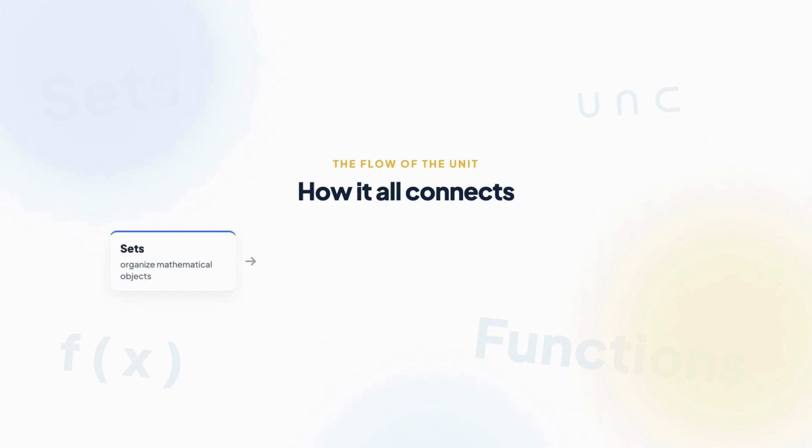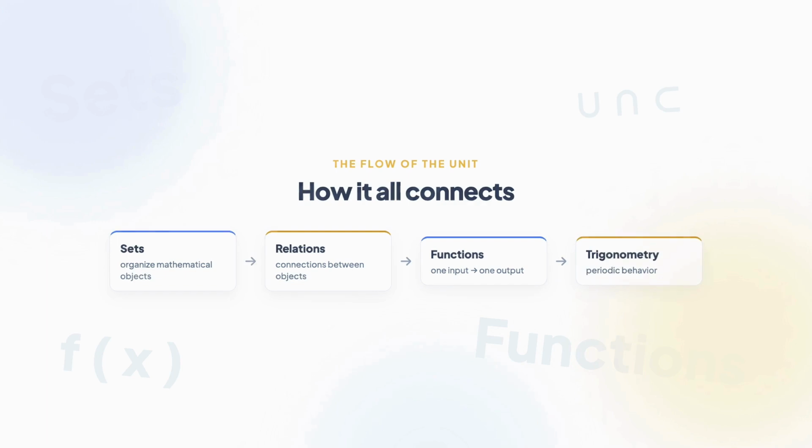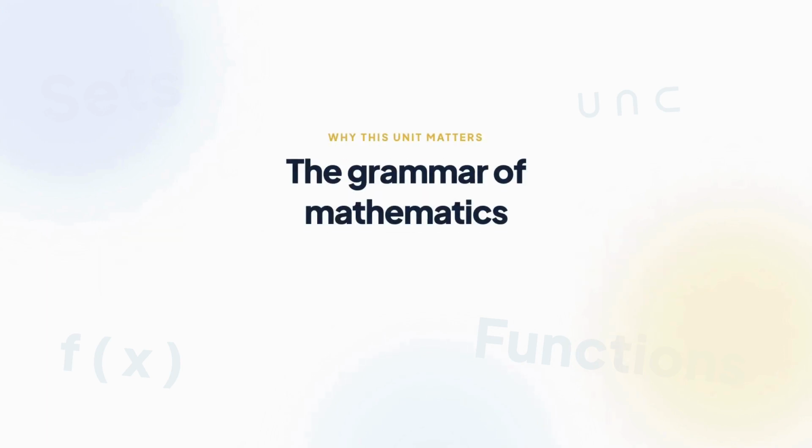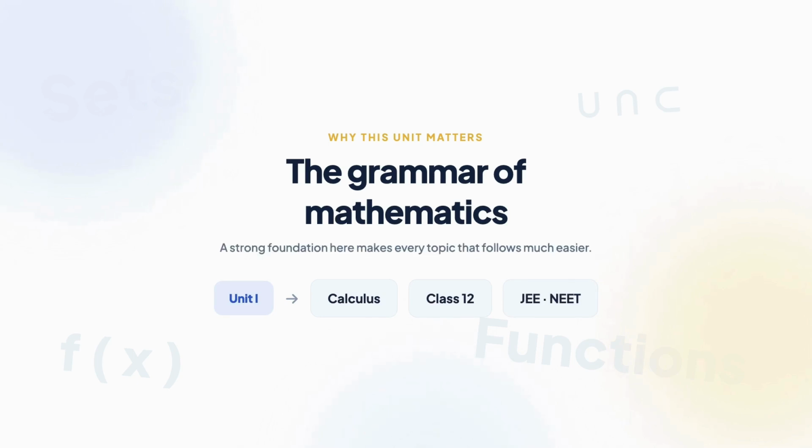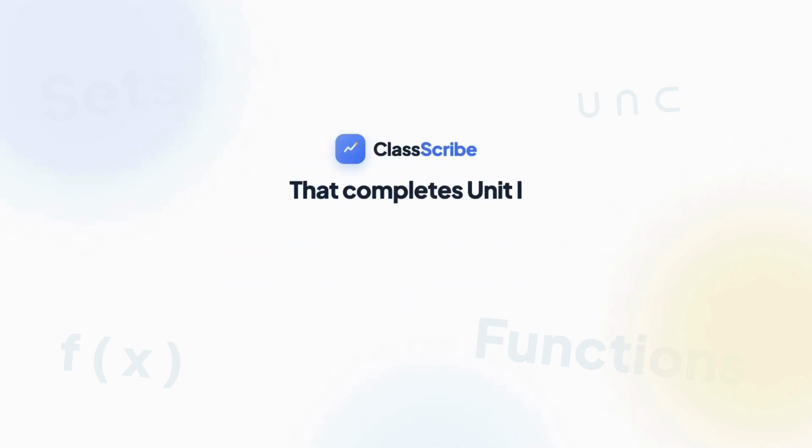By now, the flow of this unit should be clear. We started with sets, which help us organize mathematical objects. We then studied relations, which describe connections between those objects. Those relations became functions, where each input has exactly one output. Finally, we applied functions to understand periodic behavior through trigonometry. This is why this unit is often called the grammar of mathematics. The ideas introduced here become the foundation for calculus, class 12 mathematics, and competitive exams like JEE and NEET. A strong understanding of this unit makes every topic that follows much easier.